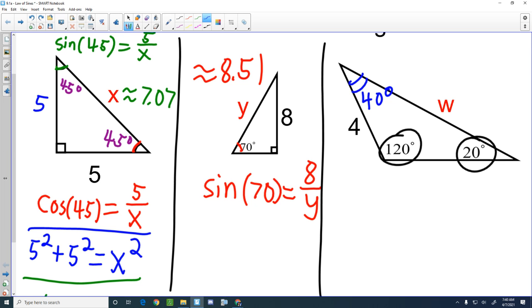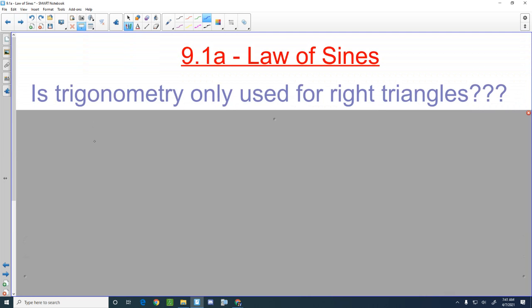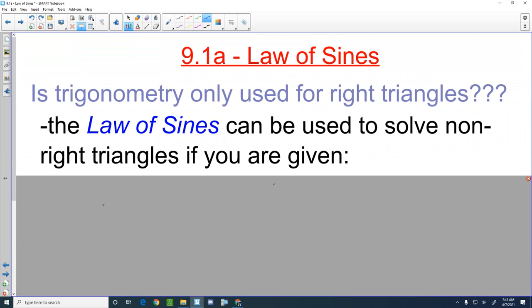So we can't use any of those. Luckily, we do have a way that we can still solve for those unknown lengths or angles in non-right triangles. That brings us to today's lesson. You're excited now, right? Because you want to figure that out. How do you solve for that? Well, we use something called the law of sines.